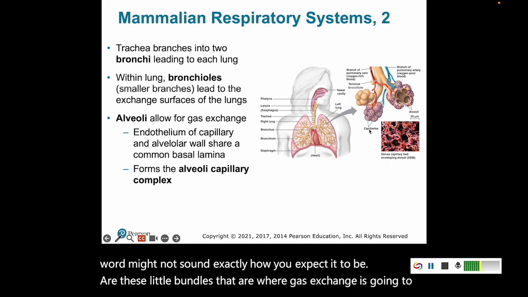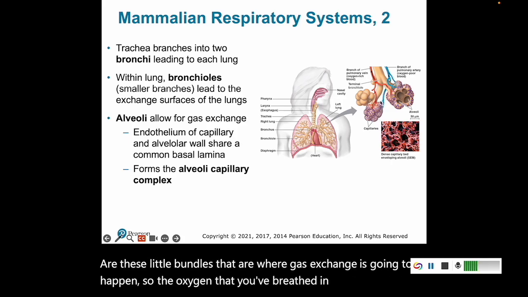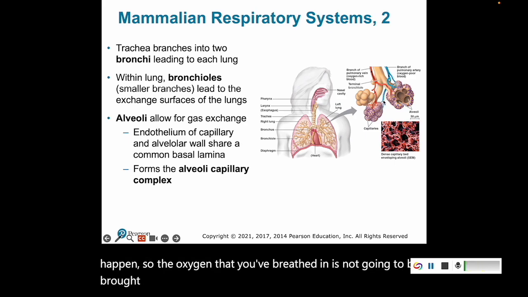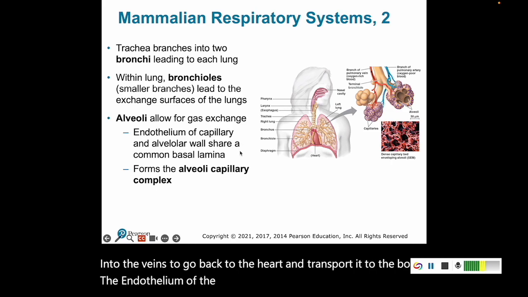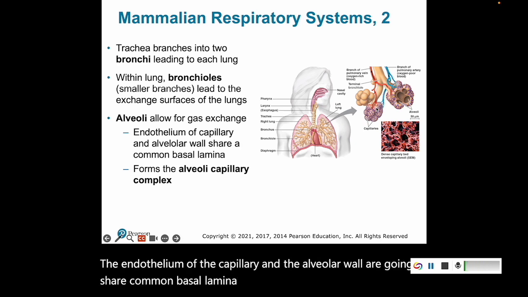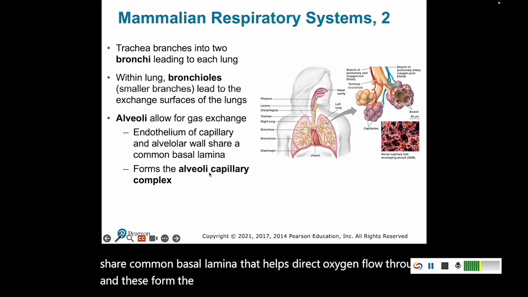So the oxygen that you've breathed in is now going to be brought into the veins to go back to the heart and transported to the body. The endothelium of the capillary and the alveolar wall are going to share a common basal lamina that helps direct oxygen flow through. And these form the alveoli capillary complex.